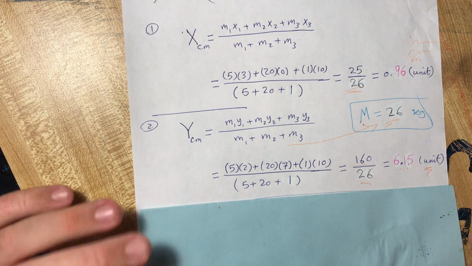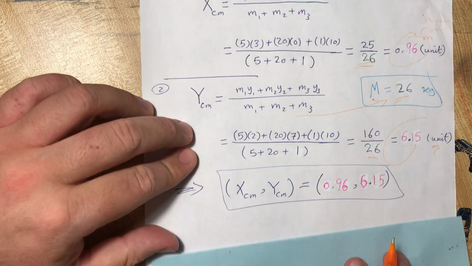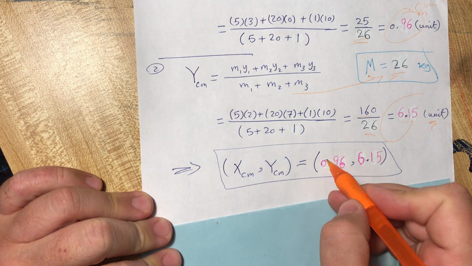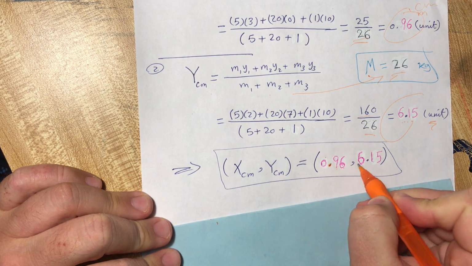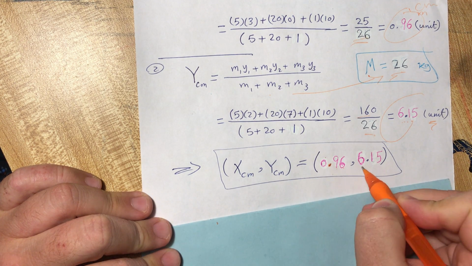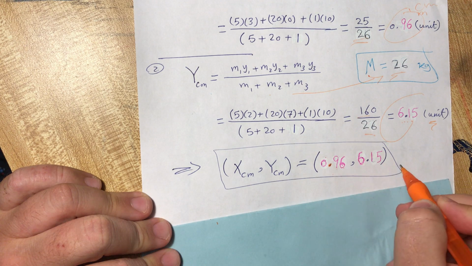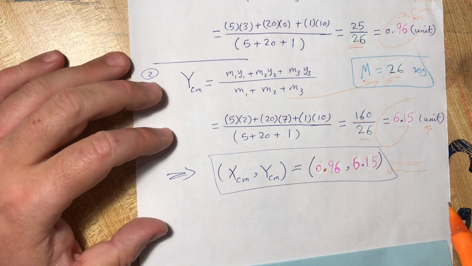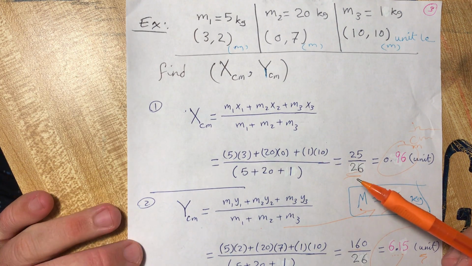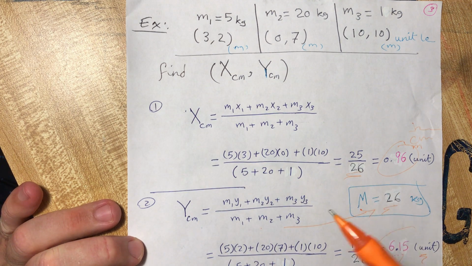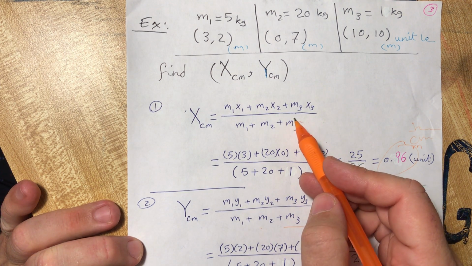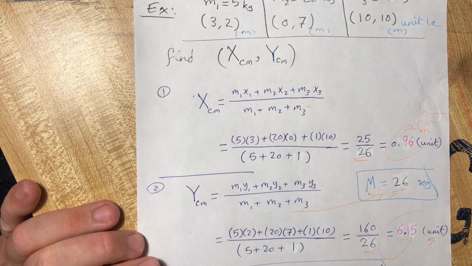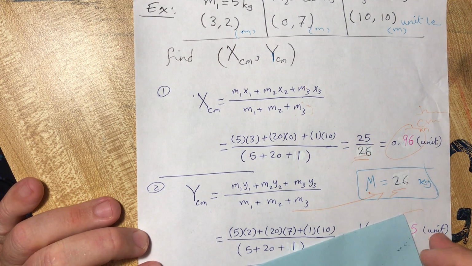Okay, now we have found x center of mass and y center of mass. So the xy point, the position for center of mass, is 0.96 in the x direction and 6.15 in the y direction, in units of length. Okay, maybe in meters, maybe in centimeters and so on. This is simply how we can find x center of mass and y center of mass. Maybe everything is known, but mass number 3 is unknown. We can't find it. If everything is known, we need just one unknown parameter and then we can find it. Okay, thank you.